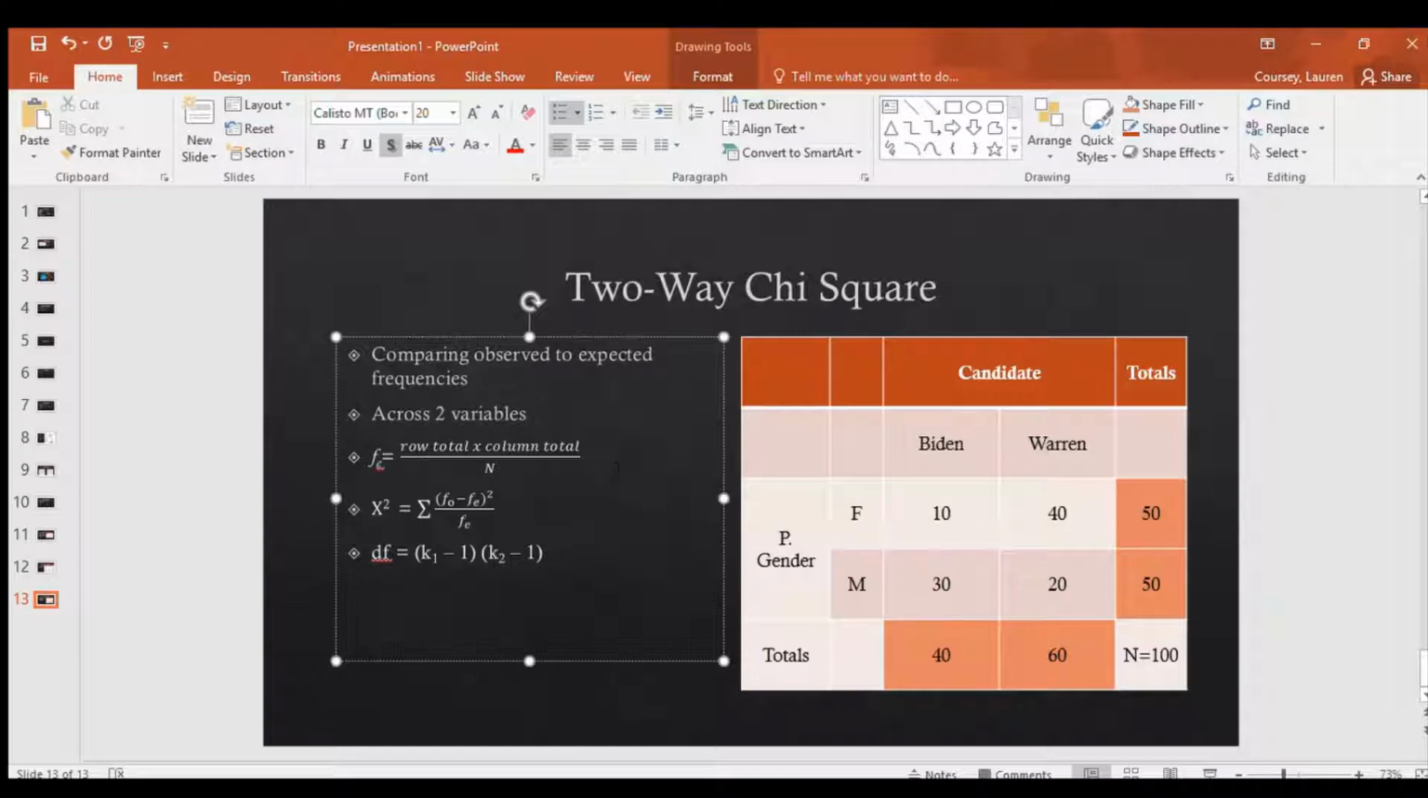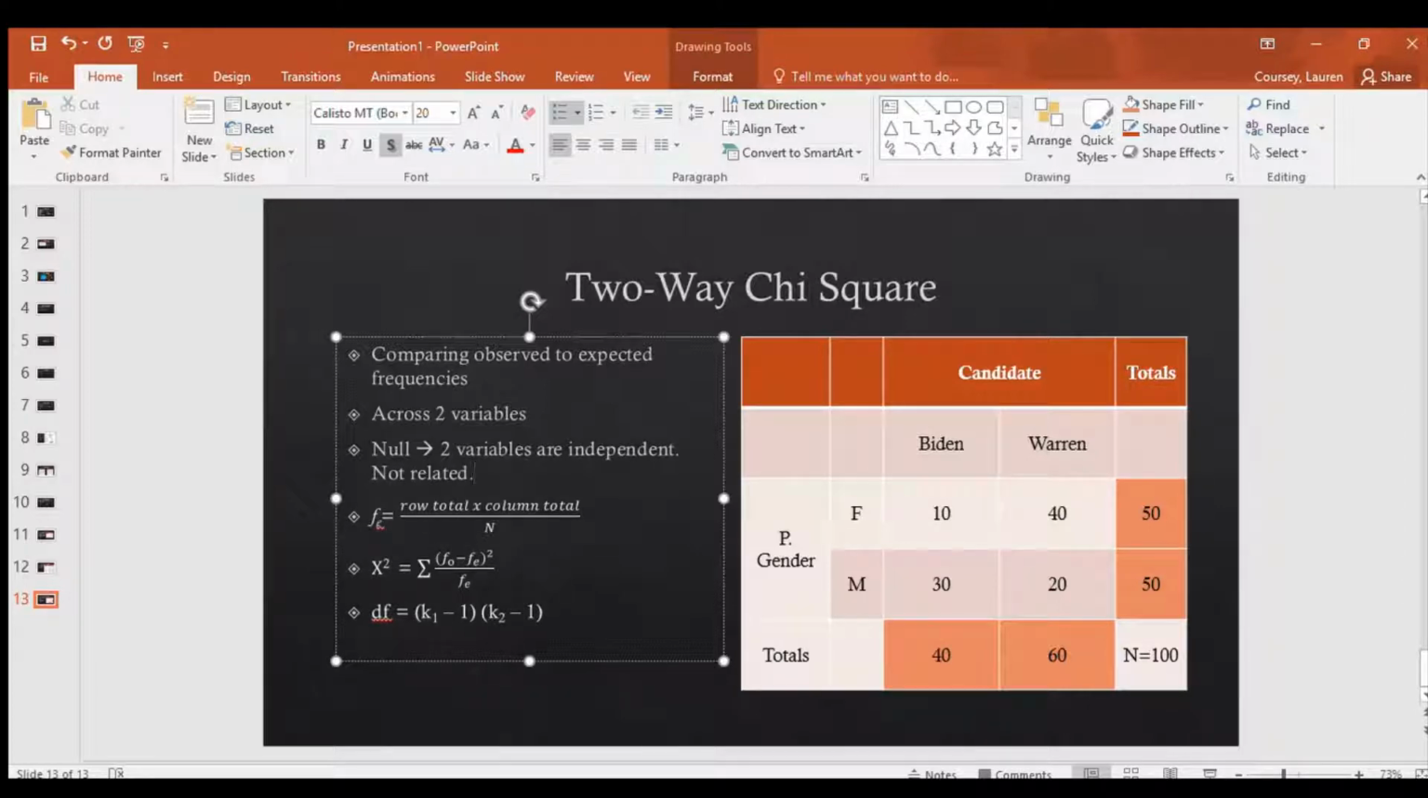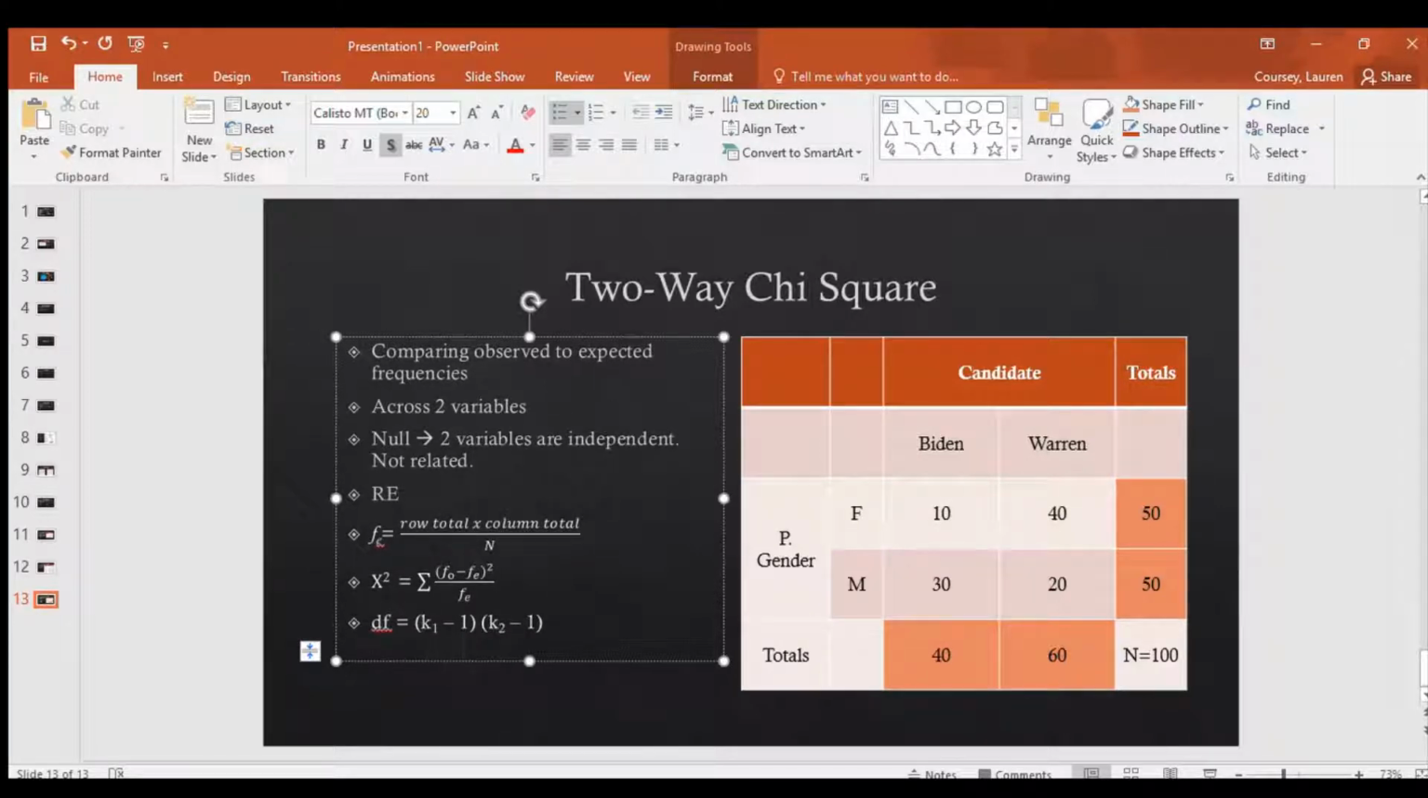And so what we would actually be testing here is the null hypothesis that our two variables are independent or not related. And our research hypothesis would be that our two variables are related or they're dependent.